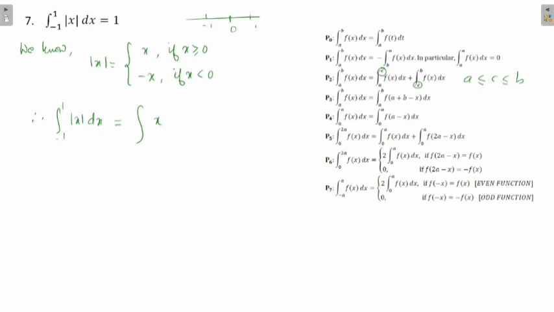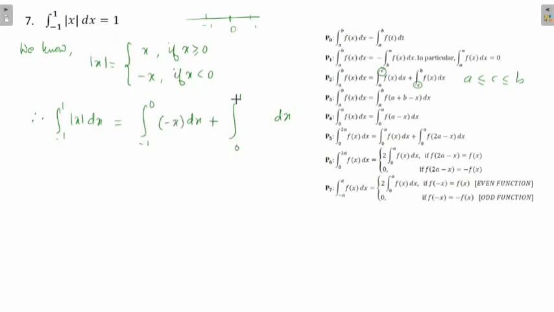So let's do one thing, and let's not write this here. First, let's divide this interval. It is from -1 to 0, and we have plus from 0 to 1. Now in between -1 to 0, the value of x is negative, right? So when x is negative, then mod x becomes minus x. That's why I'll write minus x here.